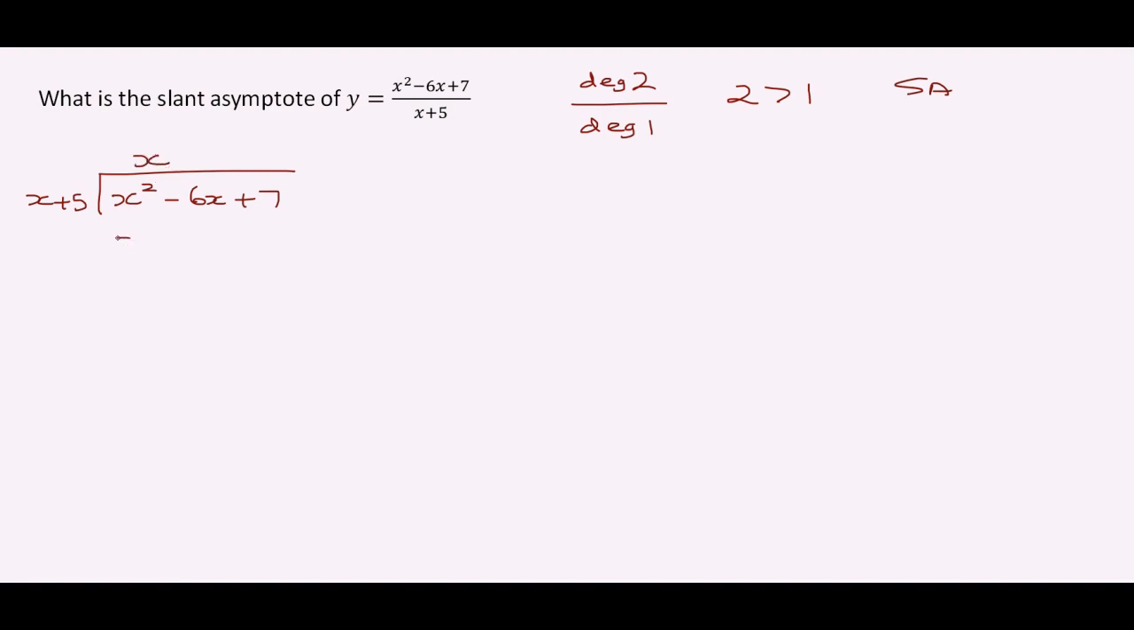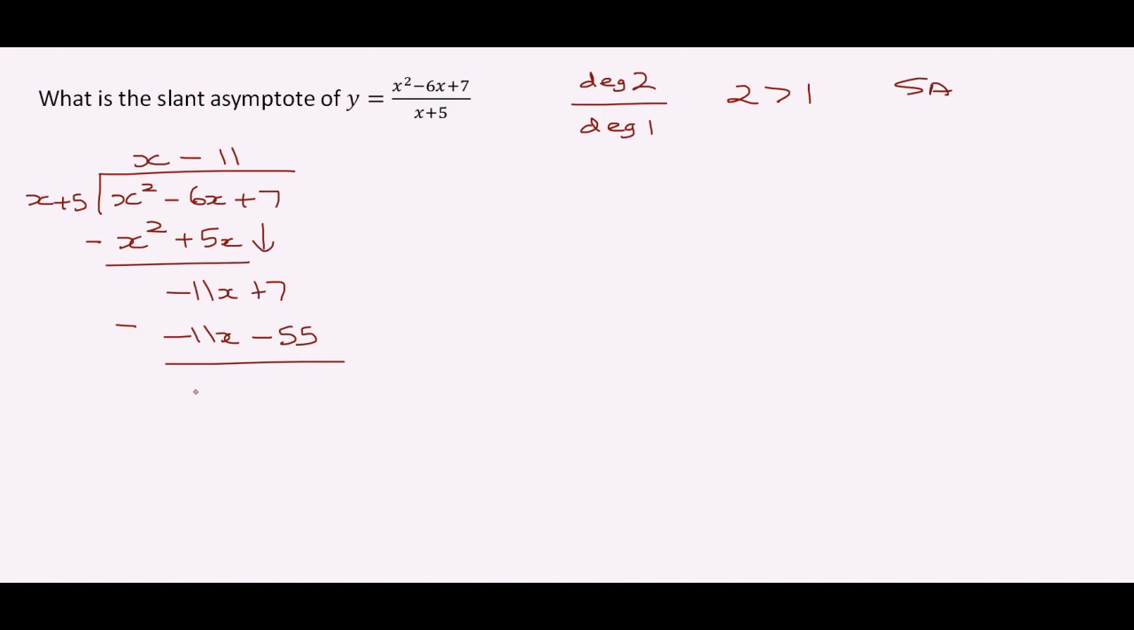x multiplied by x, we have x squared. x multiplied by 5, we have plus 5x. So we subtract. Minus 6 minus 5, we have minus 11x. And then we can bring down plus 7. So minus 11x divided by x is minus 11. So we multiply minus 11 by x plus 5. So we have minus 11x minus 55.